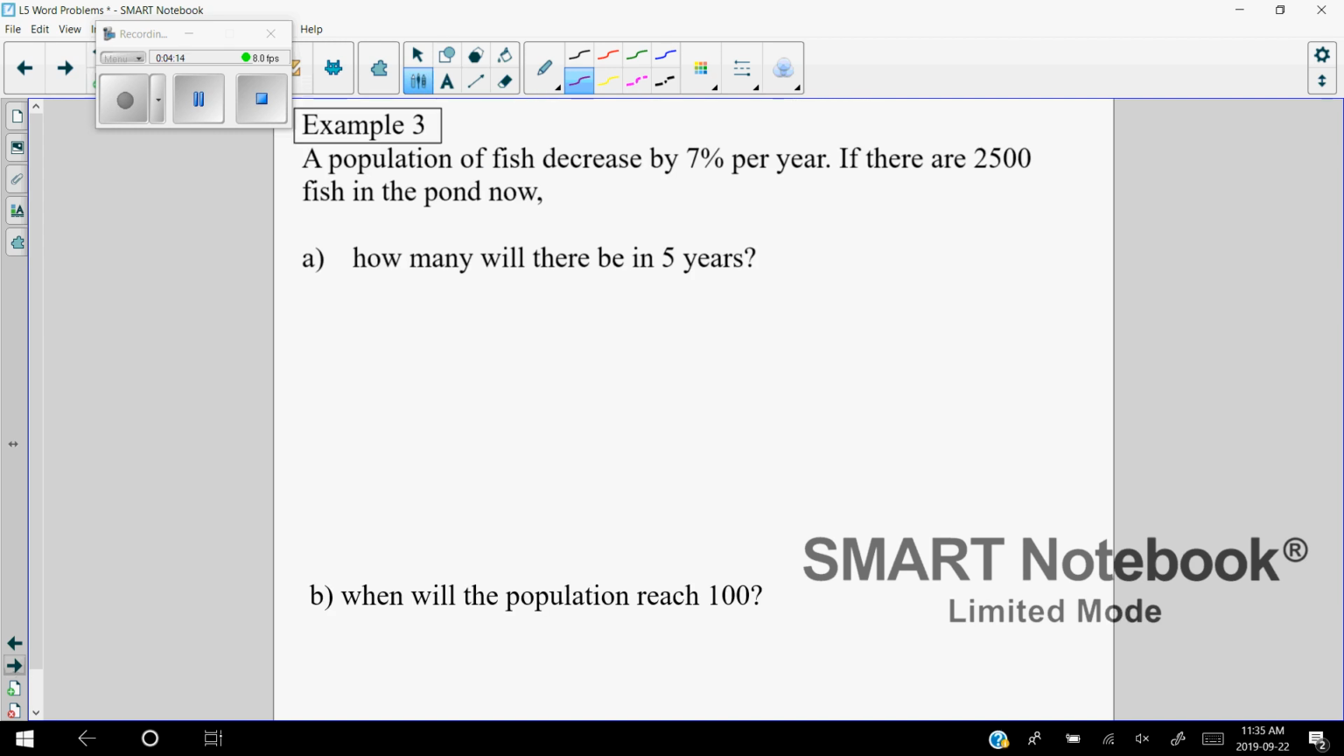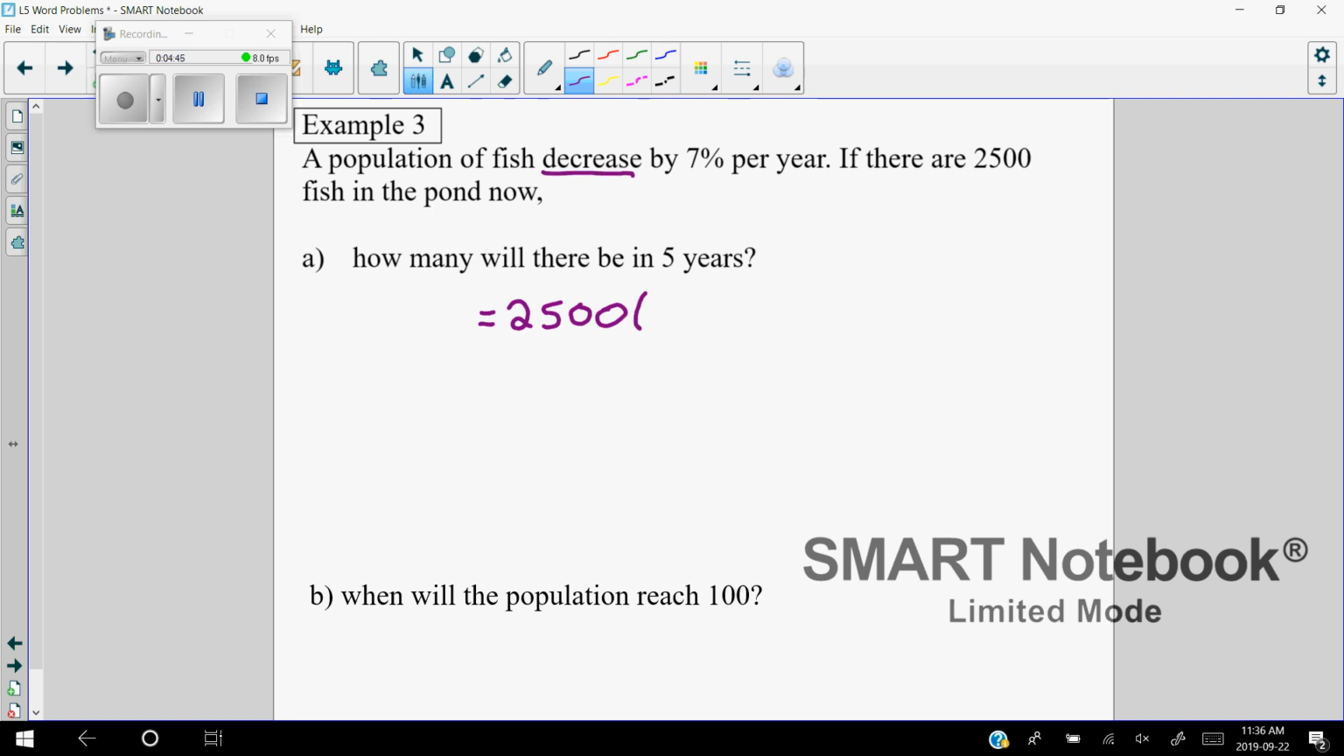All right, next example. A population of fish decreases by 7% per year. If there are 2,500 fish in the pond now, how many will there be in 5 years? So we need to make an equation with the information that I'm given. So I always like to start with an equal sign, and then I place in my initial population. So in this case, my initial population is 2,500. Then I look to see what my growth rate is.